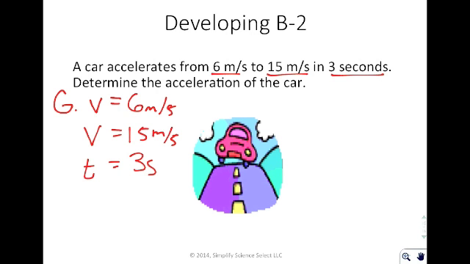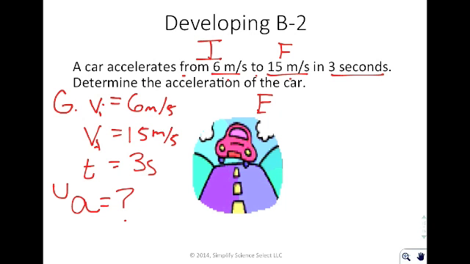Now what I need to do is I need to use my context clues to decide which one of these is initial and which one is final. Now if you read it, it says from 6. That lets me know that that right there is the initial. To 15, that lets me know that this is the final. So I have an initial, I have a final, and now I can solve for my unknown variable, which is my u, unknown.